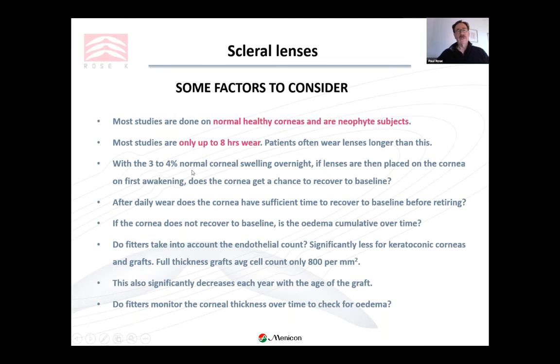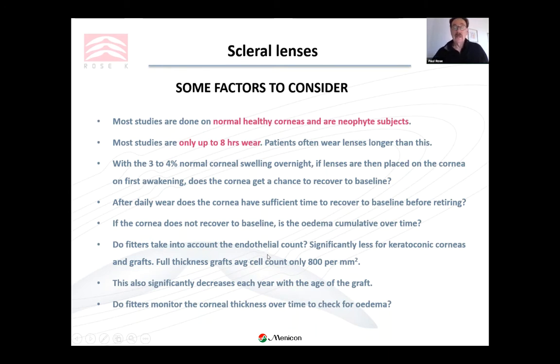With the 3 to 4% normal corneal swelling which occurs overnight, if we place the lenses on the cornea immediately on first awakening, does the cornea ever get a chance to recover to baseline, or do we just add to the 3 to 4%? After daily wear, does the cornea have time to recover to baseline before retiring? So if we get this 2% or 3% swelling during the day, we go to sleep, is this cumulative, and does it get worse over a period of time?